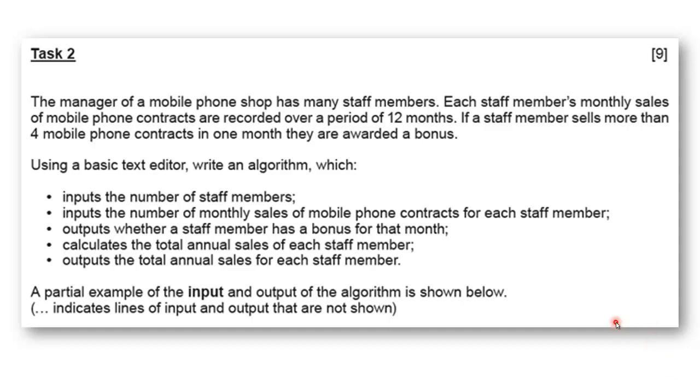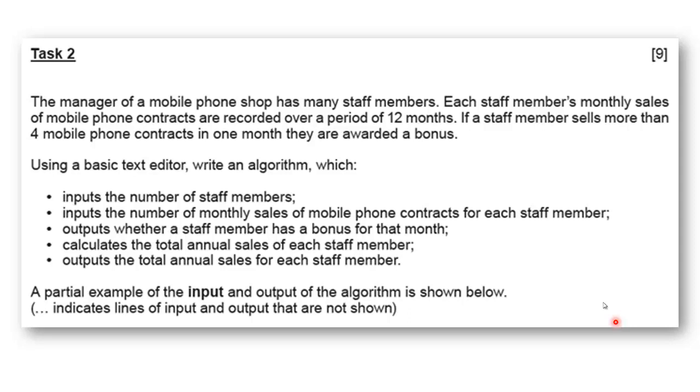Okay, so we're going to have a look at one of the writing algorithm questions. This is actually quite a complicated question. To get full marks on this, you're going to have to use an array and you're going to have to use nested loops, so loops within loops. But we're going to have a look at how you could get a grade 9 answer without worrying about arrays or loops in loops.